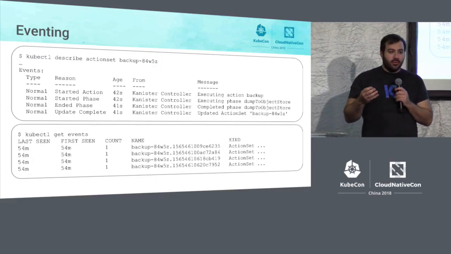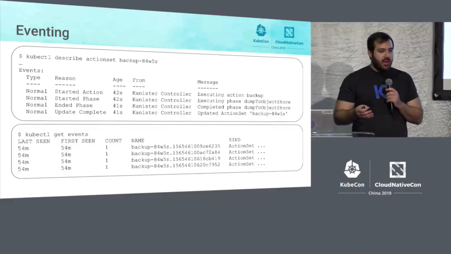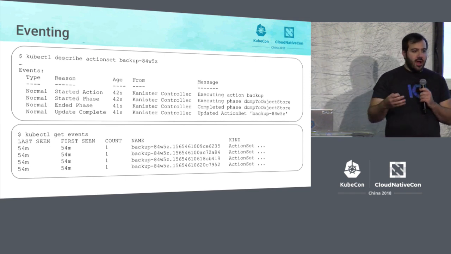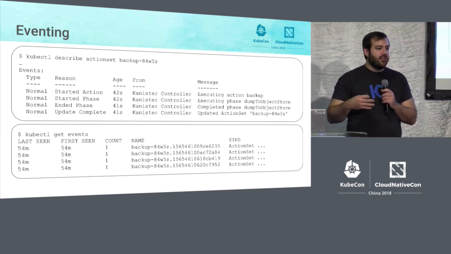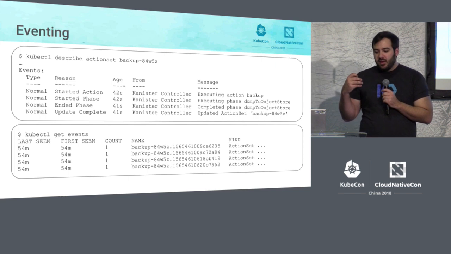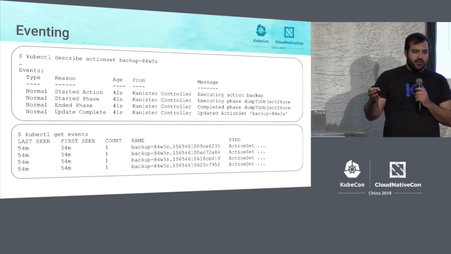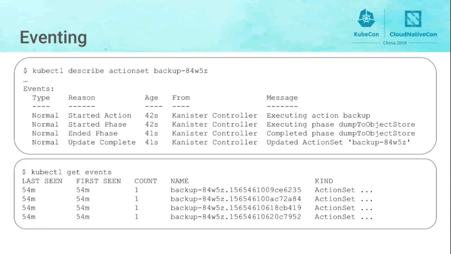So, eventing. Eventing is a really useful way to figure out what's going on with your application. Events are created on API objects, on other API objects. So when you want to query them, you can describe that API object, and you get some information about the object, but also the events that were created for that object. In this example here, the top snippet, this is from Kanister. We have an API object called an ActionSet, and if we describe that ActionSet, we can see all the events that were created on it.